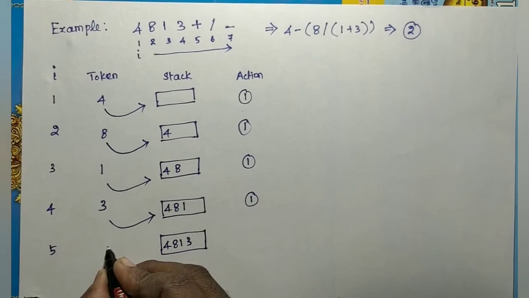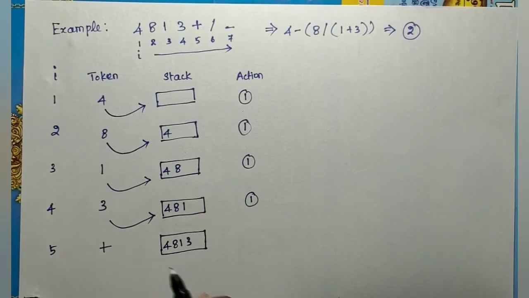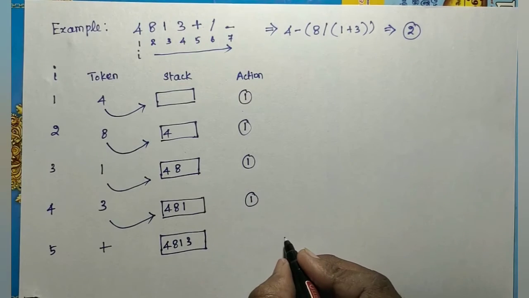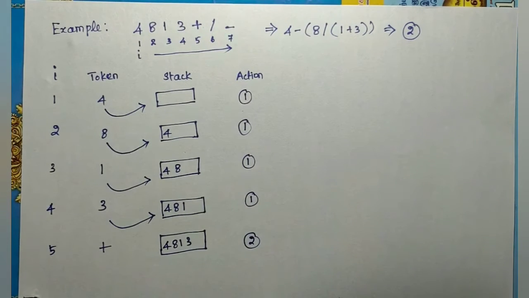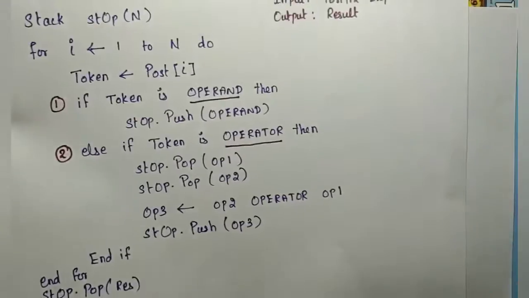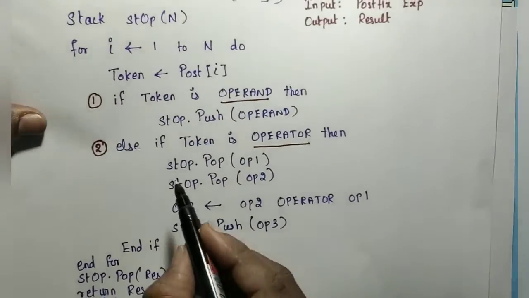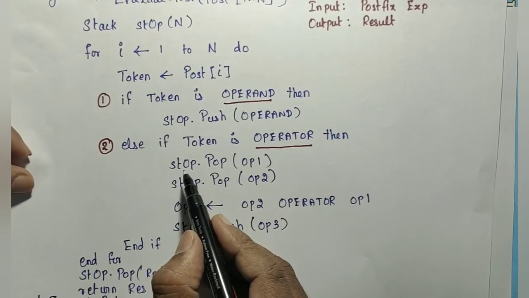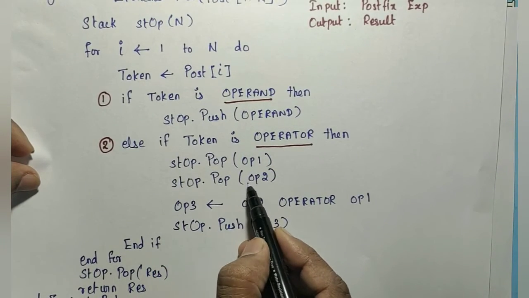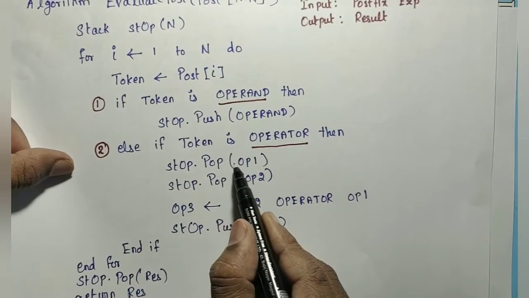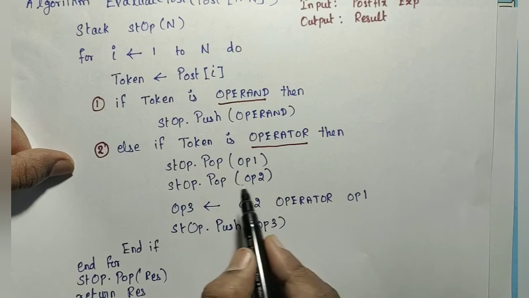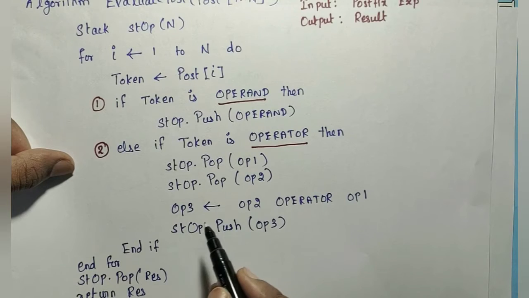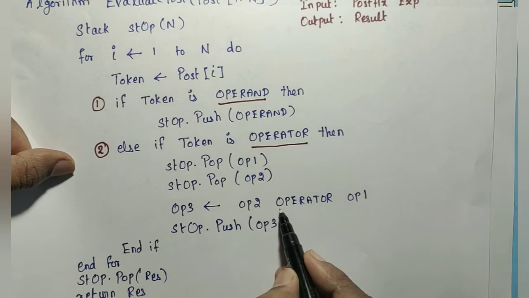Okay. So again I equal to 5. I equal to 5 means now it is an operator. If it is an operator, I need to perform the second option, that is the second action, for an operator. So here the procedure is simple. You pop 2 elements one by one. Name the first popped element as OP1. Name the second popped element as OP2 and then perform the corresponding operation.